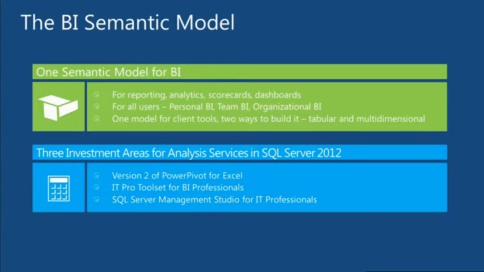It's going to be there for all users, personal BI, which we use for Power Pivot. When you create a Power Pivot model, you're actually creating a BI semantic model. You don't even know it, but it's true. Whenever you share it to SharePoint, you start exposing this BI semantic model. Once you share it to SharePoint, you can connect to it using Excel, you can connect to it using Power Pivot, you can connect to it using Power View, so the model becomes exposed. And organizational BI is what we're going to show you today. We're going into Visual Studio and building our model. But it's one model for all client tools.